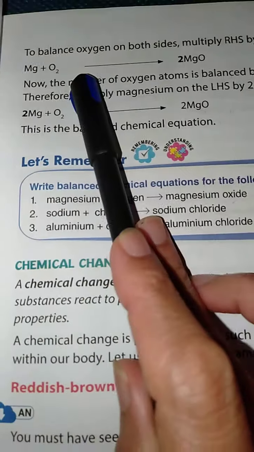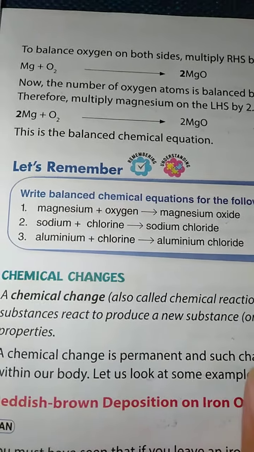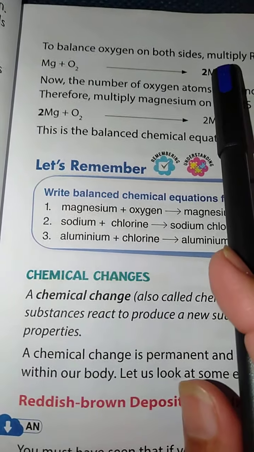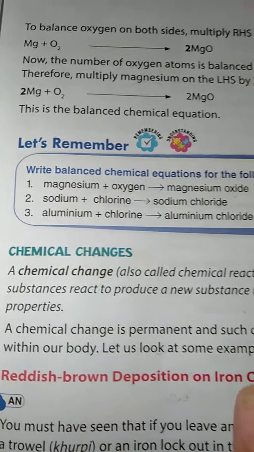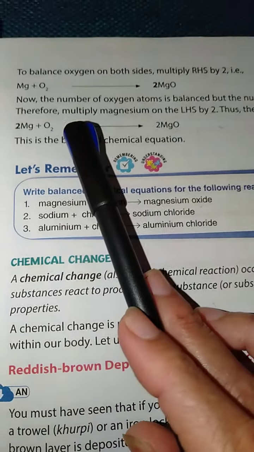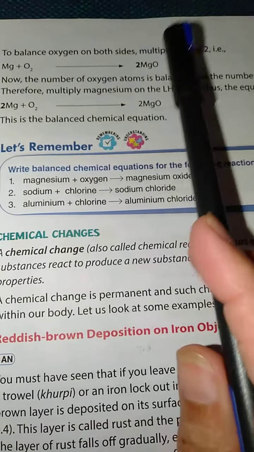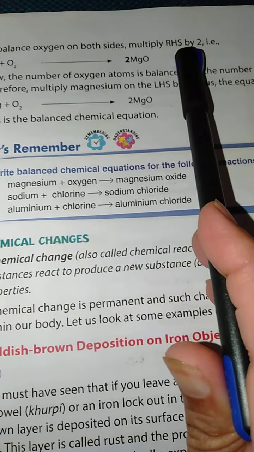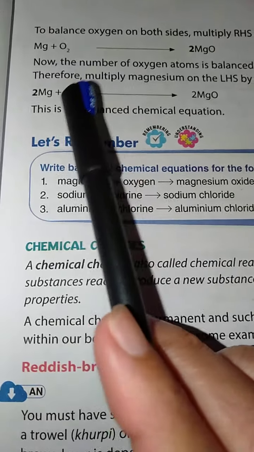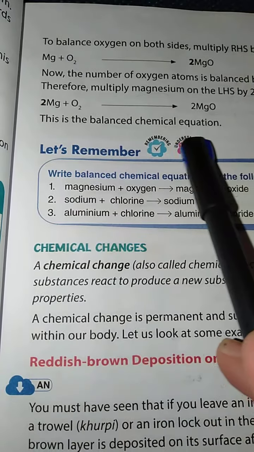After that, to balance oxygen on both sides, multiply the right hand side by 2. You have to balance the equation on both the right and left sides. Now the number of oxygen atoms is balanced, but the number of magnesium atoms is not balanced. Therefore, multiply magnesium on the left hand side by 2. First multiply the right hand side by 2, and then the left hand side by 2. Thus the equation becomes 2Mg plus O2 gives 2MgO. This is the balanced equation.